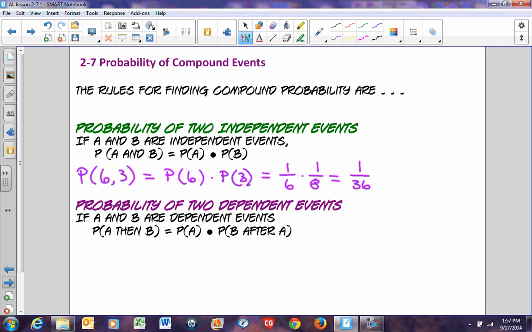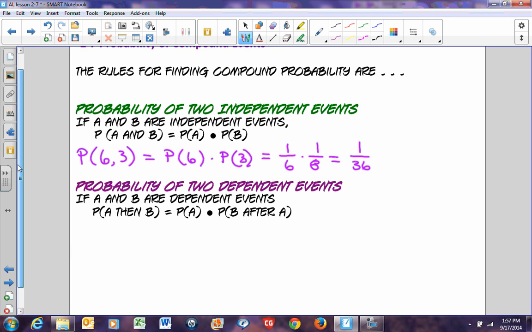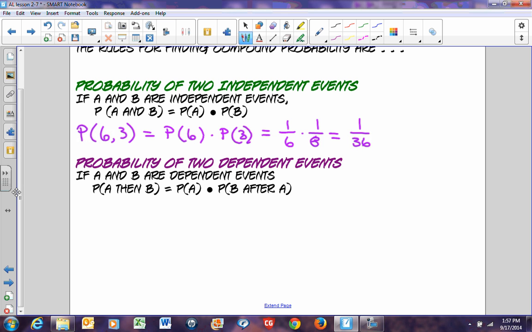The probability of 2 dependent events, if A and B are dependent, then it's the probability of A, then B. The important thing is you have to understand that if it's a probability of dependent events, you have to assume that the first event you want, you actually get. So if we do something that's not with a number cube, like say I have cards numbered 1 through 10, and I don't replace them, what's the probability of pulling out a 5 and then a 2?